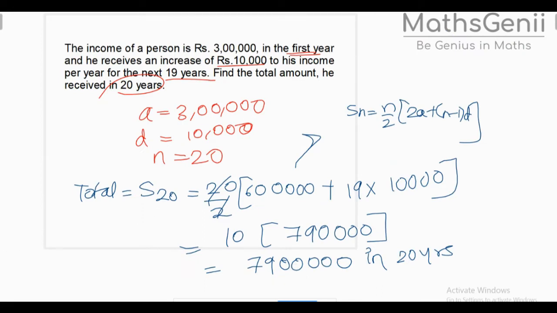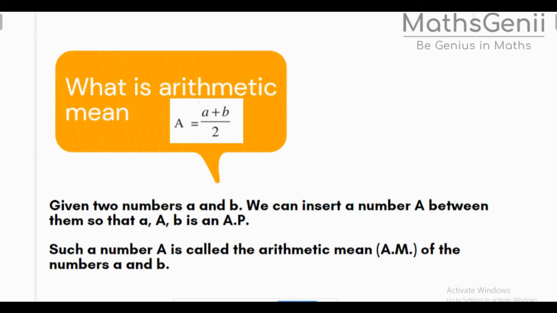Okay. Let's move to arithmetic mean. Arithmetic mean, again, you have studied this a lot of times. It's (a plus b) by 2. So for mean, we generally take the sum of all the terms upon 2. So we will see with an example.